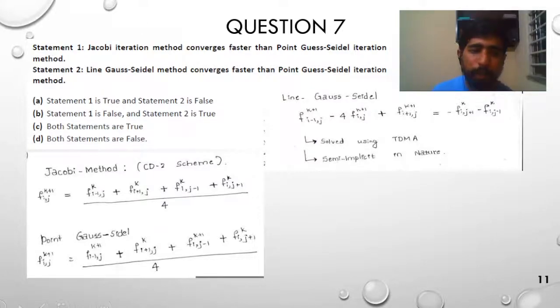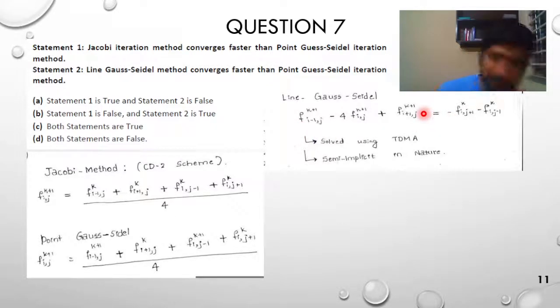So in line Gauss Seidel, what we exactly do is that in one direction, say the x direction, we use the tri-diagonal matrix algorithm to get the values in one go. In just one go, we are calculating all three values, f at I minus 1, I and I plus 1. The other values we just put in the B matrix. So this is semi-implicit in nature. It's not implicit, and it's not explicit either, because we are taking some values at k plus 1.